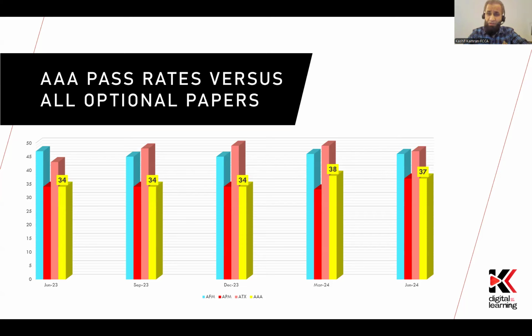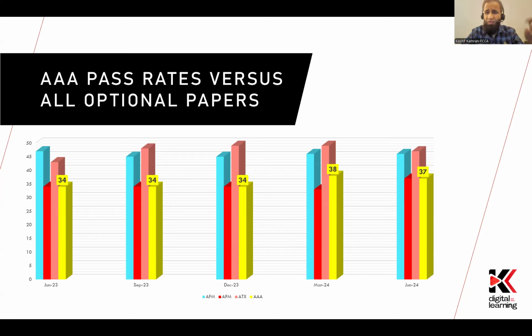AAA pass rates versus all optional papers. Look at the optional papers on your screen: APM, ATX, AFM, and AAA. The yellow is my paper. The yellow is the AAA paper. And you can see the pass rates for AAA given. 34% in June 23, similar in September 23, similar in December 23, but then all of a sudden things started to change. 38%, almost touching near the 40 barrier in March 24, and almost identical in June 24, that is 37%. So, very close passing rates for AAA.